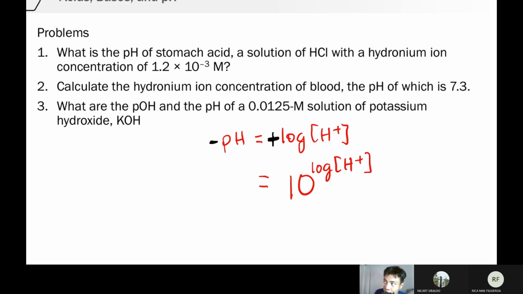So, kung anong ginawa mo sa right side, yun din gagawin mo sa left side. Okay? So, para equal pa rin yung ating equation. Bakit? Kasi yung log daw and yung 10, kapag ginawa mo sila ng exponent of each other, they tend to cancel out. So, that's according to algebra. So, yung 10 pati log, magka-cancel out sila, and that will leave you the concentration of H plus na lang.